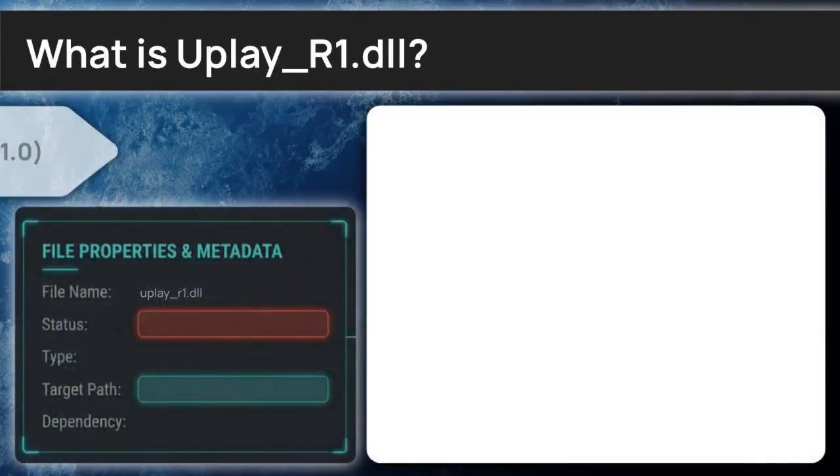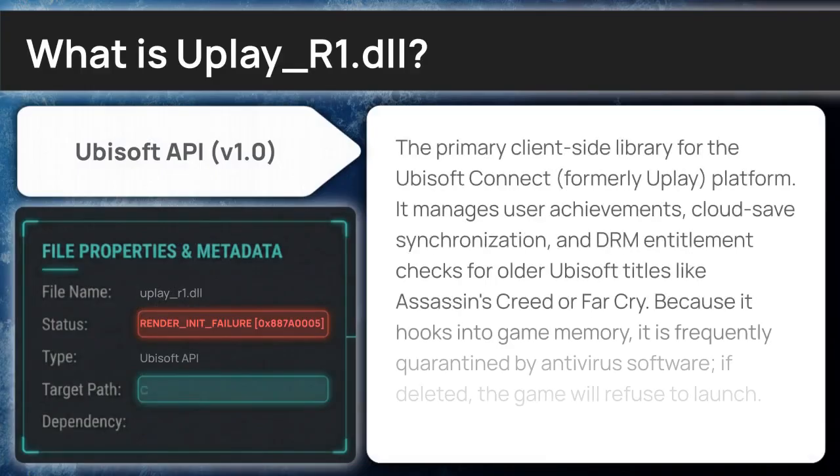This is the Uplay R1, the primary client-side library for the Ubisoft Connect, formerly Uplay, platform. It manages user achievements, cloud-save synchronization, and DRM entitlement checks for older Ubisoft titles like Assassin's Creed or Far Cry. Because it hooks into game memory, it is frequently quarantined by antivirus software. If deleted, the game will refuse to launch.